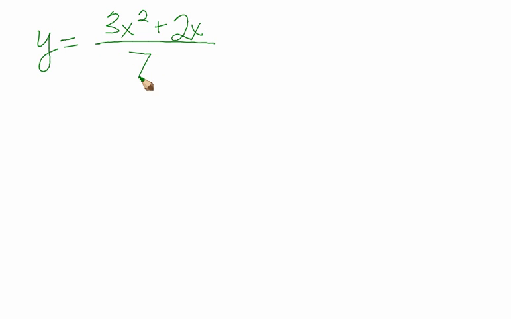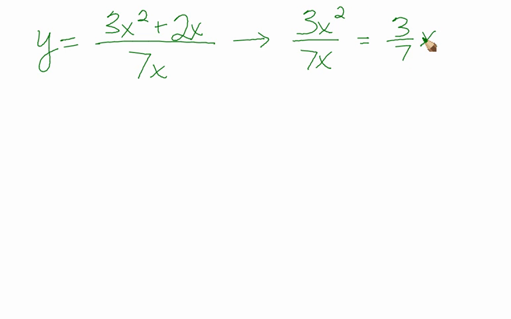Okay, what happens when we take a limit here? We want the highest powers of x: 3x squared over 7x. And what do we get? When we reduce this, we get 3/7 x. Okay? And so we still have an x in our answer.